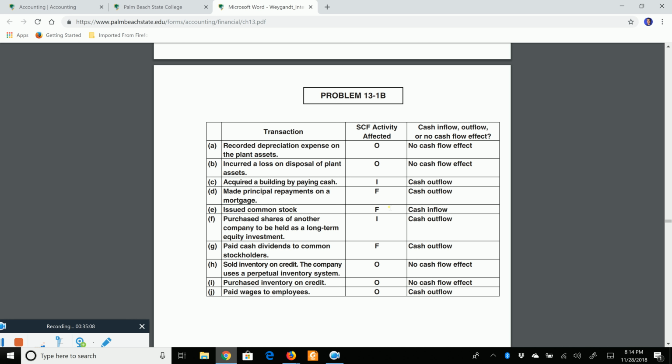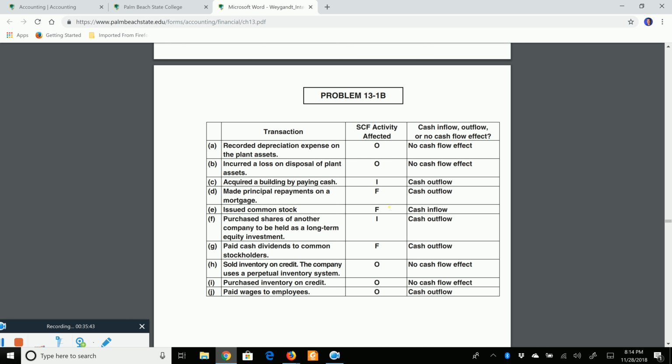E, we issued common stock. That is an equity account. Equity accounts are accounted for in the financing activities. By issuing common stock, that is a cash inflow. We brought on new investors. Letter F, we purchased shares of another company to be held as a long-term investment. Well, that's something we studied in the prior chapter. Investments are typically longer-term assets, and they're accounted for as investing activities. Because we are spending cash to buy that investment, it is a cash outflow.